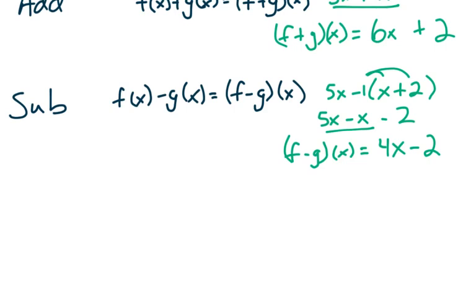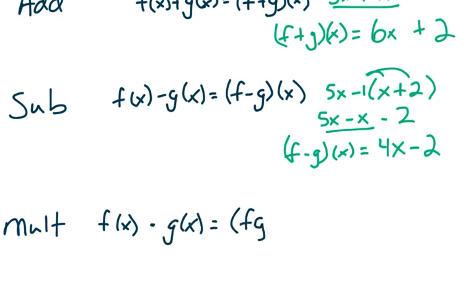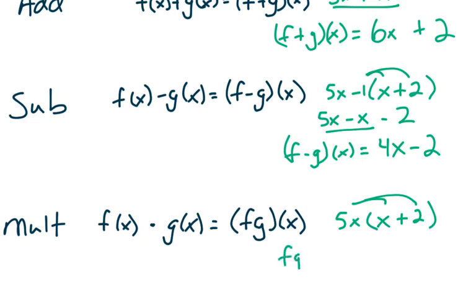Okay, let's move on to multiplication. So multiplying, so if we have f of x times g of x, notationally, same thing, fg of x. So let's multiply our two functions. We're going to have 5x times x plus 2. This is going to be just distributive property again. Okay, so it's going to be fg of x is equal to 5x times x is 5x squared, and then 5x times 2 is plus 10x, and that is your final answer when we are multiplying.